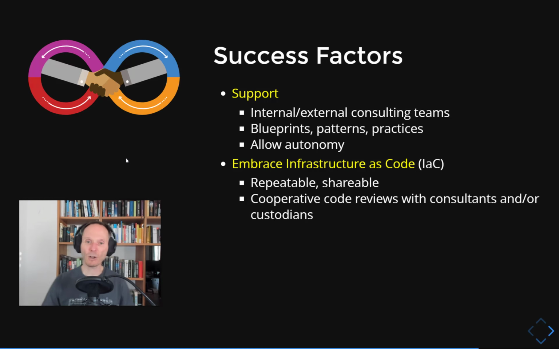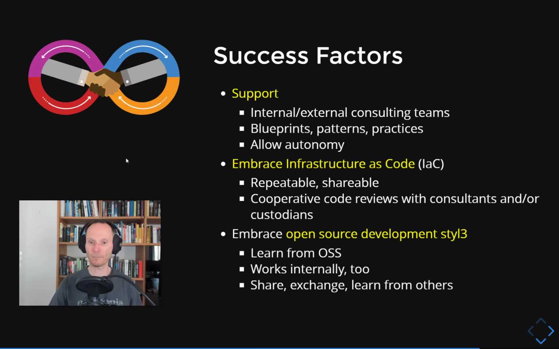Infrastructure as code in that context is super important from my point of view, because having infrastructure as code makes patterns, practices, and blueprints repeatable and shareable. We can do code reviews on it. We can ask consultants for their opinions, and custodians can verify the correctness and things like that. So embracing infrastructure as code is a super important skill that companies who just start their cloud native journey definitely have to take a look at.